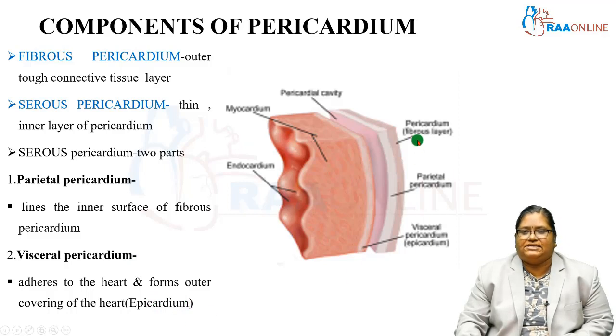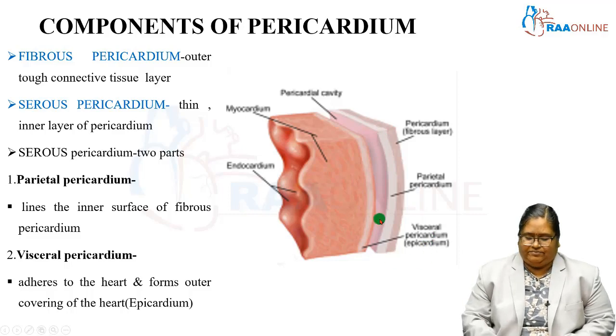So you can see here, the outermost layer is the fibrous pericardium, and this is the parietal layer which lines the inner surface of the fibrous pericardium, and the layer which is adherent to the heart is the visceral pericardium, otherwise known as the epicardium, which forms the outer covering of the heart.